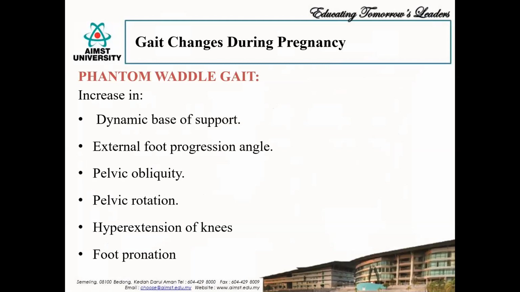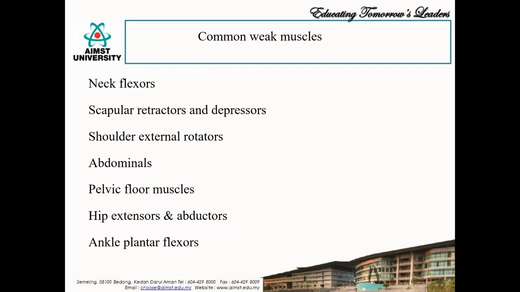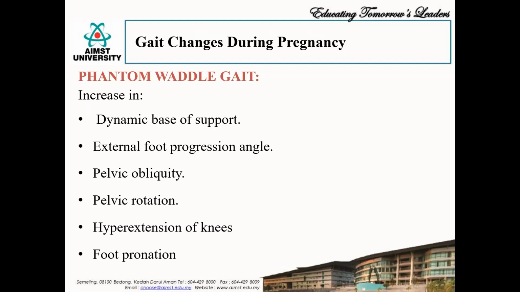Okay, so this is the explanation, and definitely because of the postural change, they will be having change in the gait also. So the pregnant mother will have a pregnancy gait, or it is also called as waddling gait. They will be walking with a broader base of support. Okay, so the base of support will be increasing, and external foot progression also will be increased. Pelvic obliquity will be increasing, pelvic rotation will be increasing, and there will be hyperextension of knee and foot pronation. So these are the changes that will be happening in the gait. Is that clear?